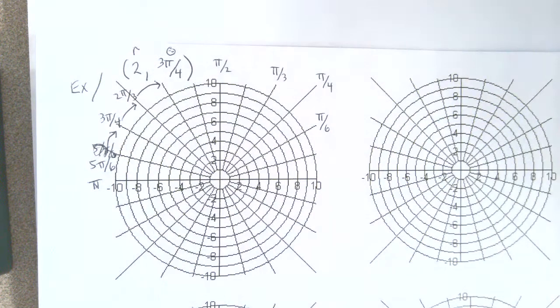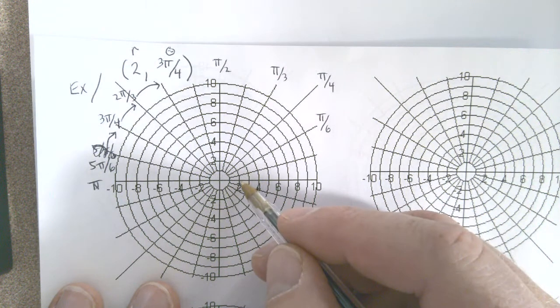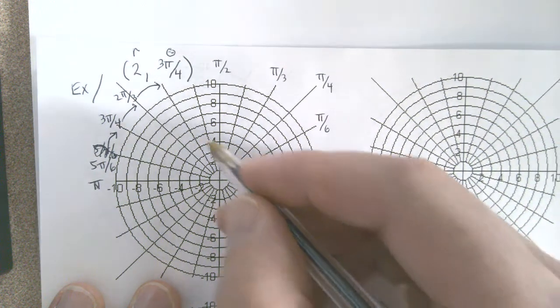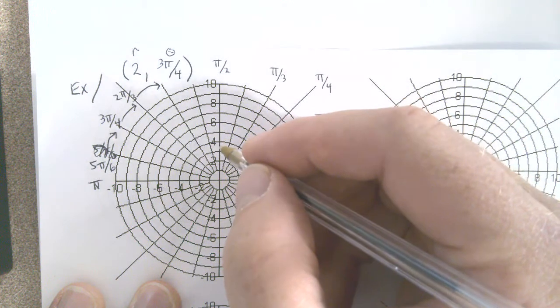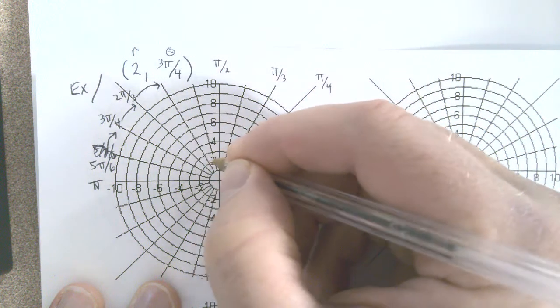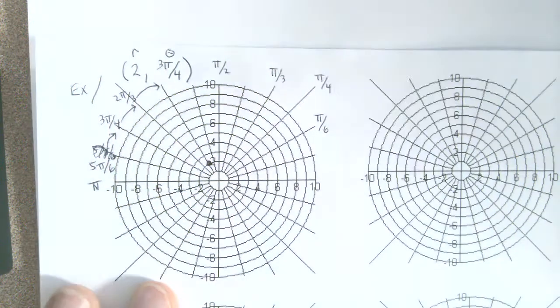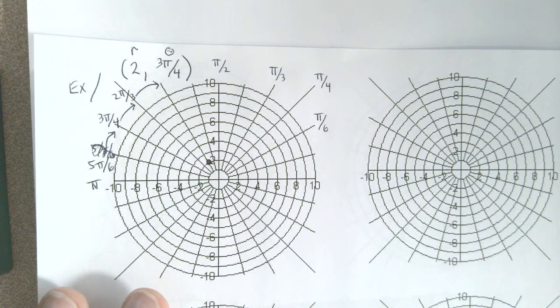So on this one, we're wanting to go 2 and then 3 pi fourths. So I go over 2 and then I'm going to go around to 3 pi fourths. Well, 3 pi fourths is going to be right on this line at 2. So I'm just going to put a point right there at that particular point.